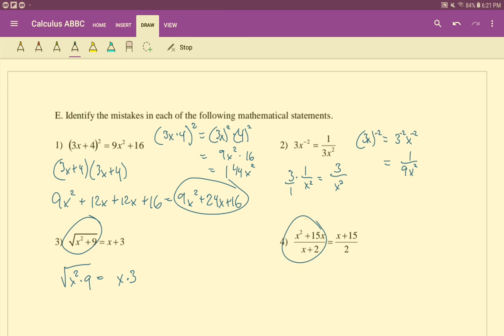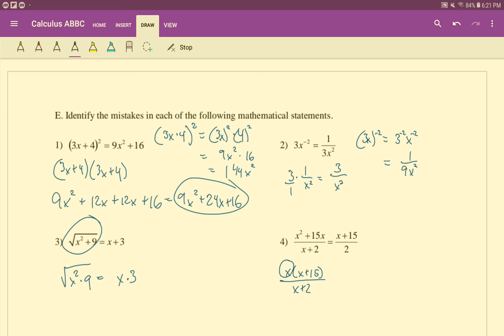And then for number 4, all right, our simplification here, we can see that for this side right here, we have a GCF of x, so we can take an x out, like so, and then the temptation here is to say, oh, the x's cancel, and so we get this x plus 15 over 2. Okay, but notice there's a difference here.